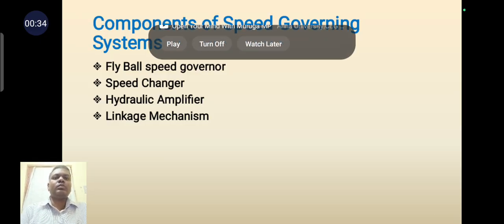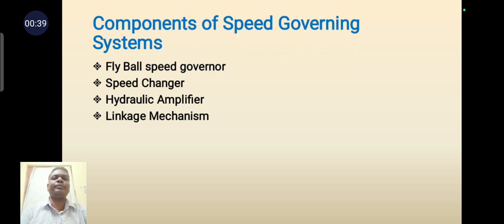First, we are going to discuss the components of the speed governing system. We have four main components: flyball speed governor, speed changer, hydraulic amplifier, and the linkage mechanism. These are the four important components of the speed governing system. Now, one by one, we are going to discuss them: what is the flyball speed governor, what is the speed changer, what is the hydraulic amplifier, and the linkage mechanism.